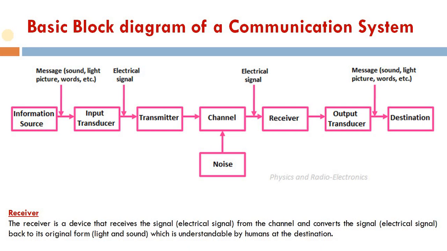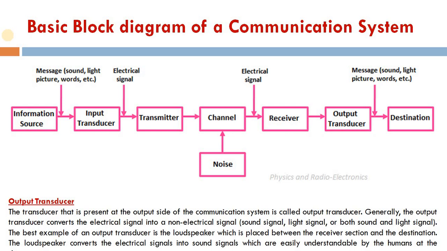So now the signals reach the receiver. The receiver is a device that receives the electrical signal from the channel and converts the signal back to its original form, which is understandable by humans at the destination. The transducer that is present at the output side of the communication system is called output transducer.